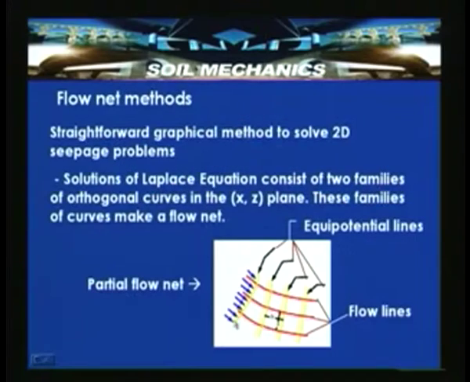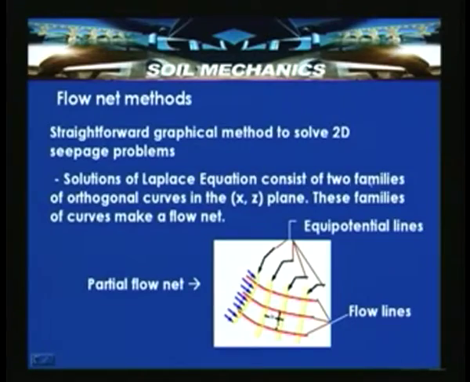In the partial flow net which is shown here, two flow channels have been shown. And an equipotential line indicates that, in the direction of the flow, if you measure the head here, it will be the same at each and every point on this line. So, the lines which have equal potential, equal head, are defined as equipotential lines.